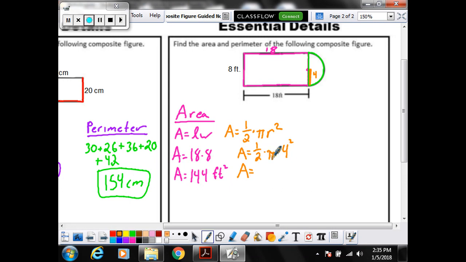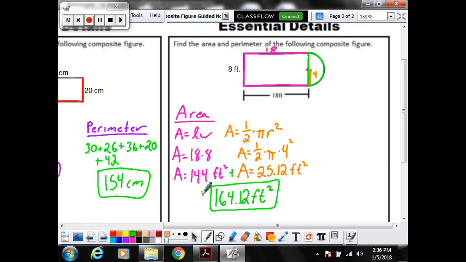1/2 times 3.14 times 4 squared gives us 25.12 feet squared. So now, if I want to know the area of this total shape, I add the two together. 144 plus 25.12 gives us 164.12 feet squared. So the area of this composite figure is 164.12 feet squared.